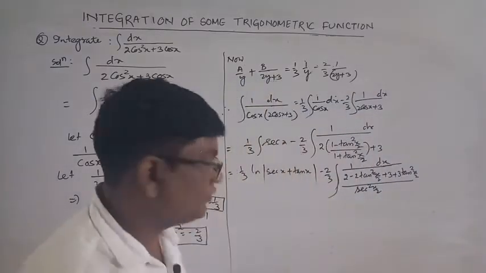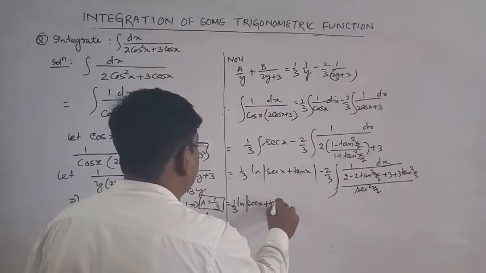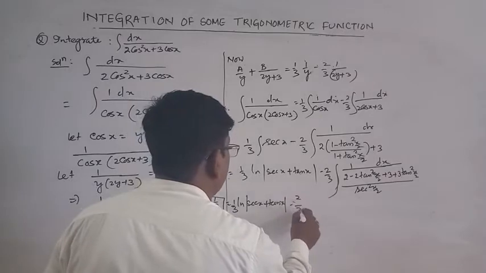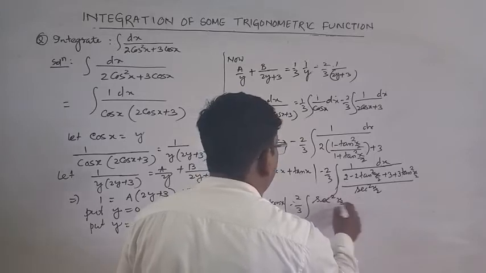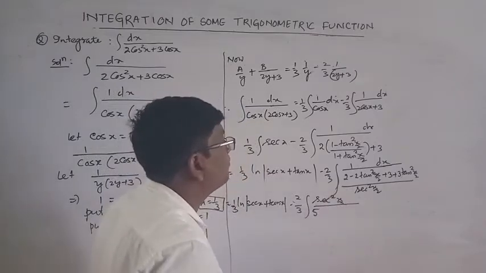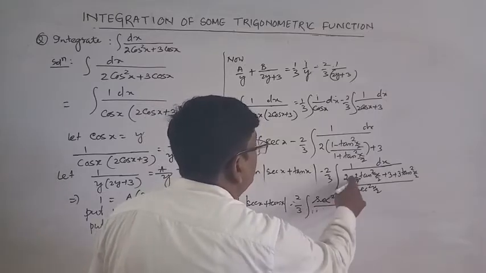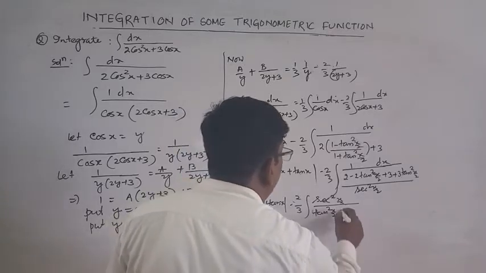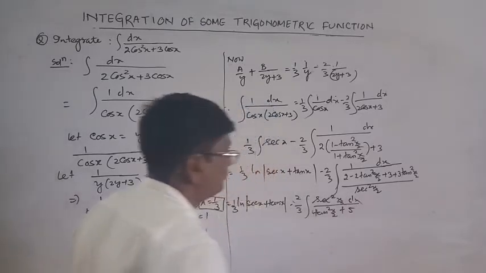Okay, now this is equal to 1 by 3 into log of sec x plus tan x minus 2 by 3 into sec square x by 2 divided by, this is tan square x by 2 minus 2 tan square x by 2 plus 3, that is tan square x by 2 plus 5, into dx.